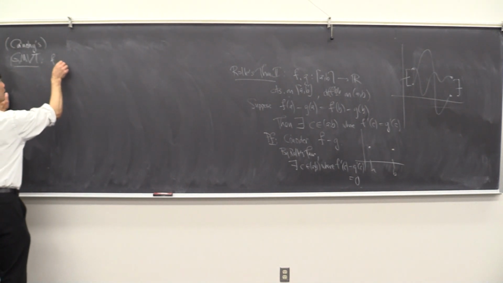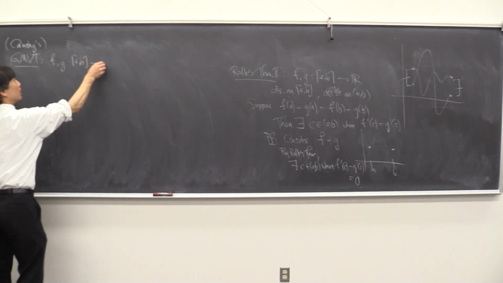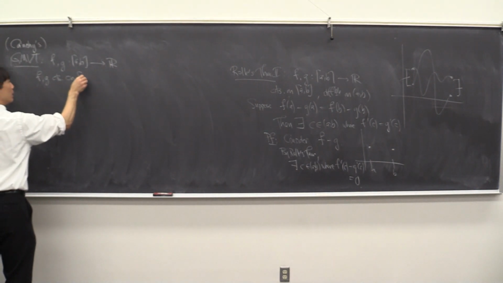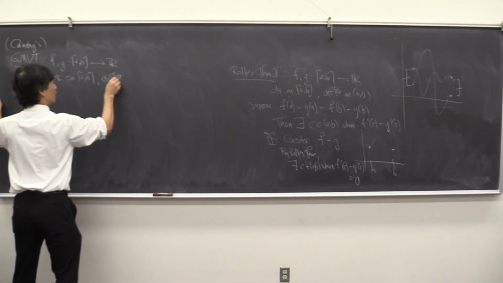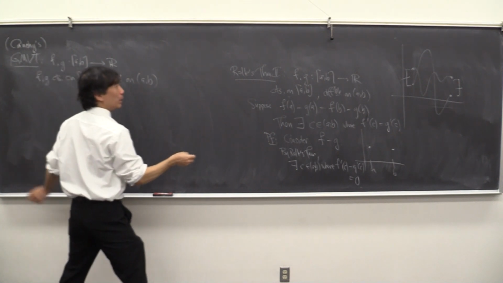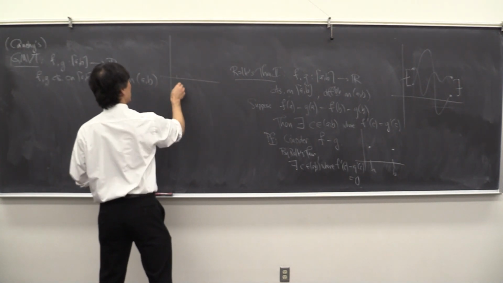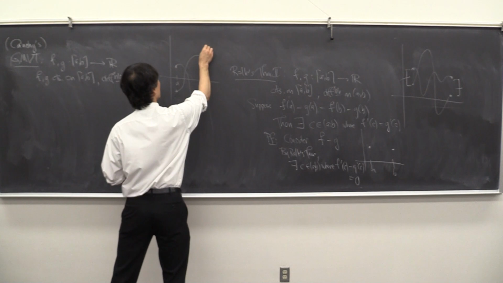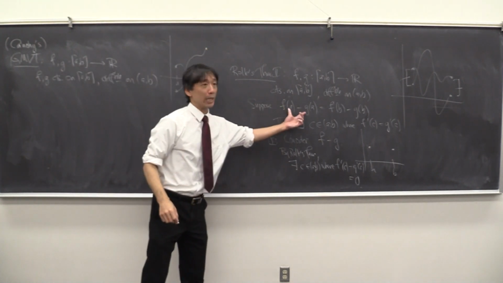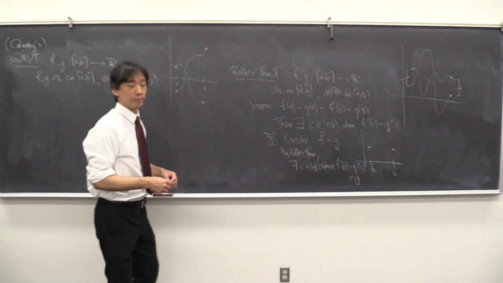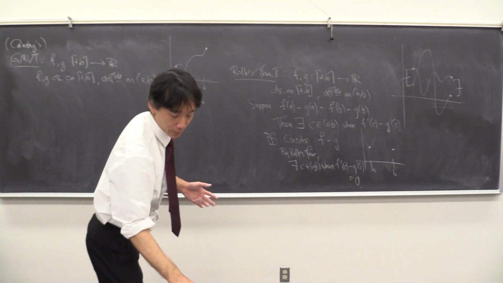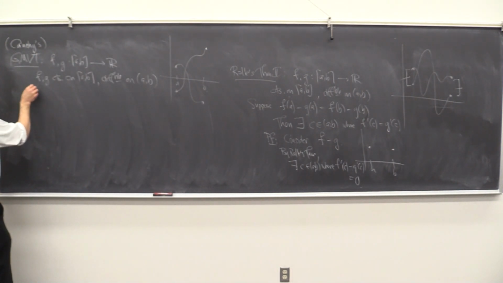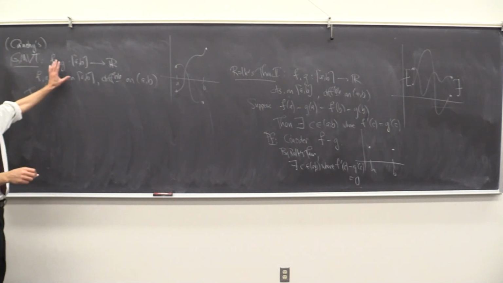So here you've got two functions, f and g, same sort of setup. You know that f and g are continuous on [a, b] and differentiable on the interior. But this time, we're not going to place any constraint on the functions. We don't say the difference at the beginning has to be equal to the difference at the end or anything like that. We just say you've got these two functions.